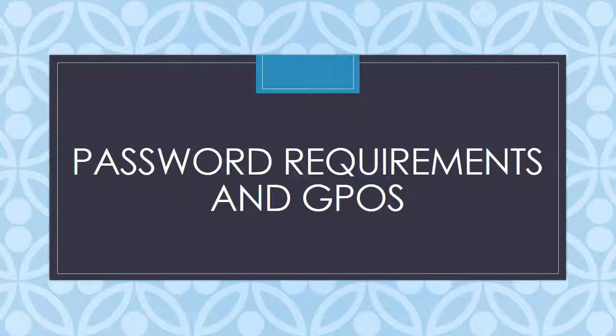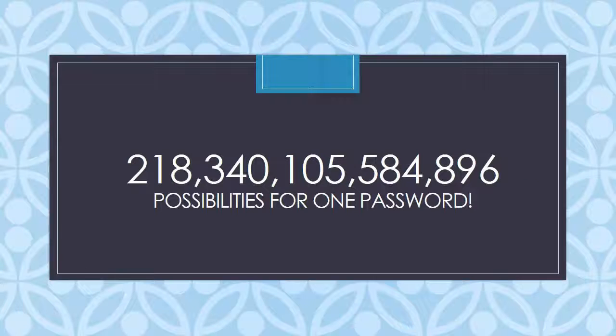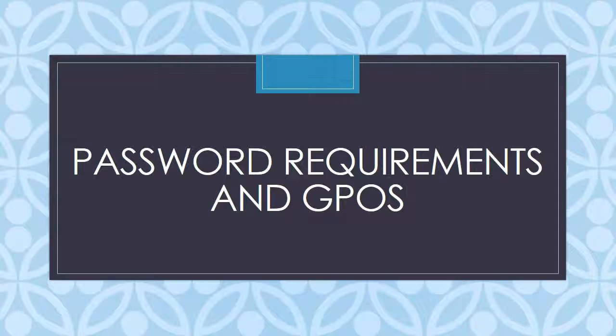The first thing you want to do is set passwords must meet complexity requirements to enabled. This policy setting, combined with a minimum password length of 8, ensures that there are at least 218,340,105,584,896 possibilities for one single password. Another part of best practices for password requirements is the use of alternative key character combinations. They greatly enhance the complexity of a password.